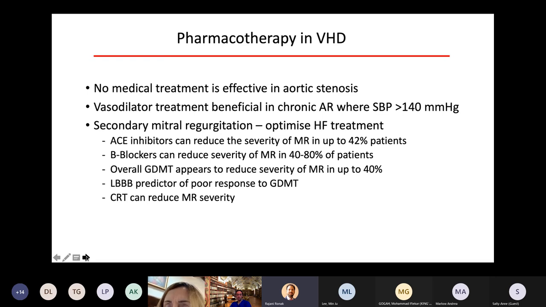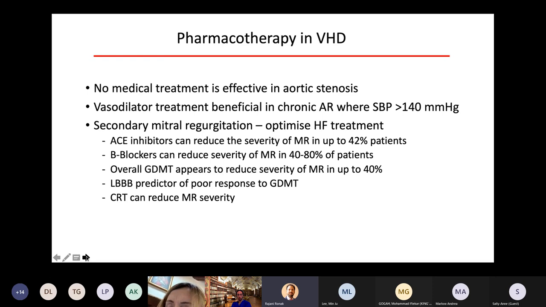We know that vasodilator treatment is a little bit controversial in patients with chronic aortic regurgitation, but still remains an indication in the ACC and ESC guidelines, particularly where the systolic blood pressure is greater than 140 millimeters of mercury. And when we talk about vasodilator therapy, we're talking about ACE inhibitors, hydralazine, and also things like neprilysin inhibitors.